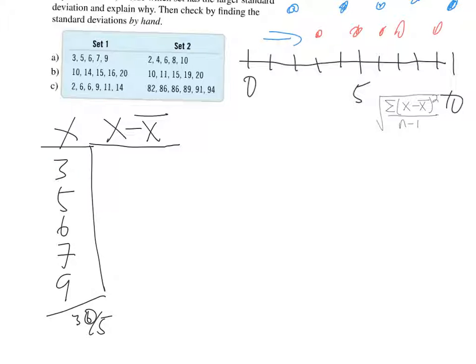So 3 minus 6 is negative 3. 5 minus 6 is negative 1. This should be 0, shouldn't it? Oh, no, it shouldn't be 0. I messed up. Just a minute here. And I might have totally botched it because I don't know if it'll let me erase it. Nah, it's not going to. So you're going to have to pretend that that's not there, and I've got a 6 here. 6 minus 6 is 0. That's where the 0 is coming from. 7 minus 6 is 1. 9 minus 6 is 3.